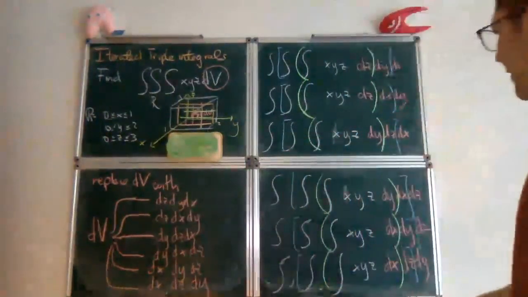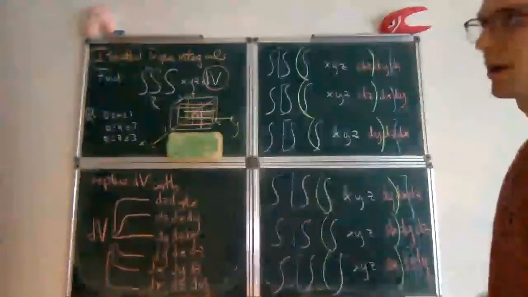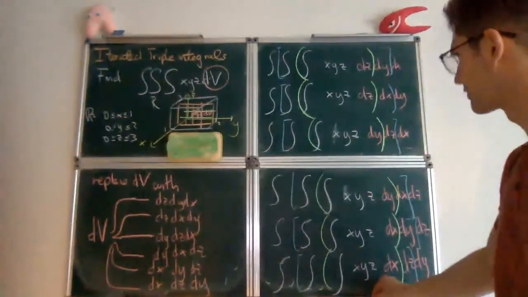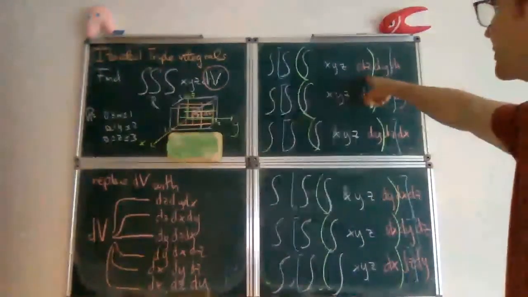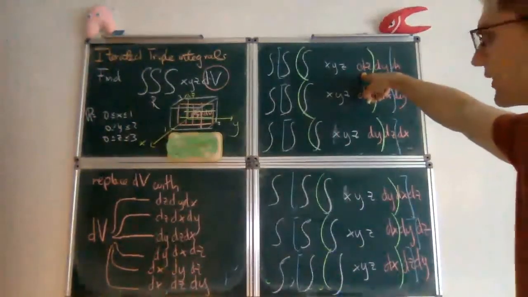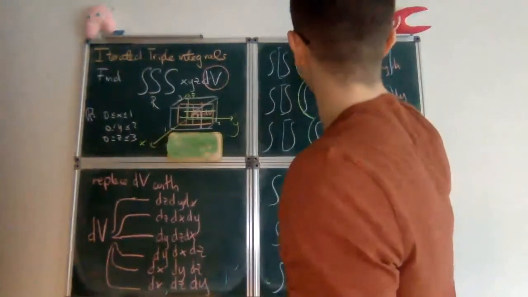And then whatever you get, you integrate with respect to x, y, or z. And so you just have to start finding the bounds in each appropriate case. So for example, here you have to find the bounds for z. The point is that z goes between 0 and 3. So you would put 0, 3 here.